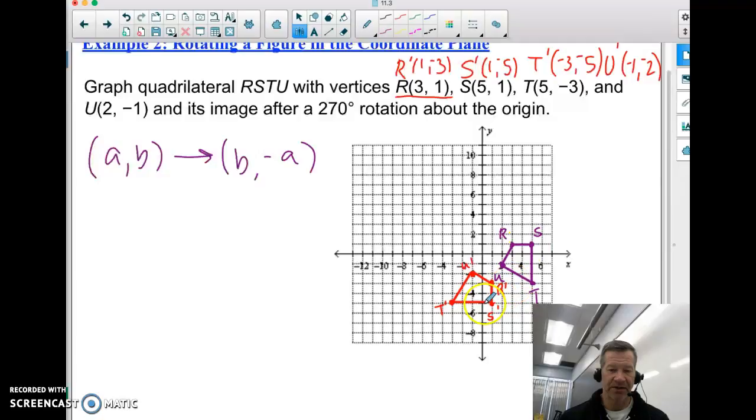And it's just simply rotating it either 90 degrees clockwise, or 270 counterclockwise. So R rotated all the way around to here, S rotates all the way around to there, T, and then of course U. And there you have it. That is a 270 degree counterclockwise rotation.